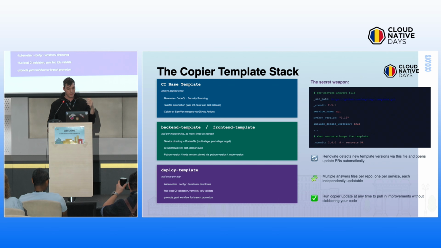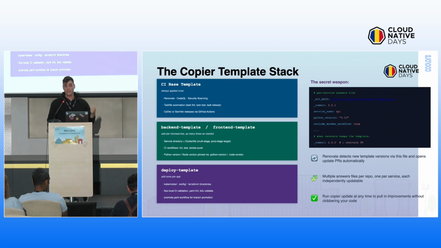And let's say the secret weapon here, or the secret sauce, is that copier will also store what's called an answers file. And within that answers file, it will store the source path, which is the URL to the template repository that you used to copy. So you can run copier copy and then give it the URL to the Git repo, which holds the template. And it will hold that URL, the commit, which could be the SHA or the Git tag you used to create the template, and then all of the answers to the questions that you provided.